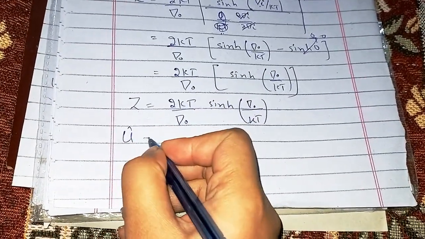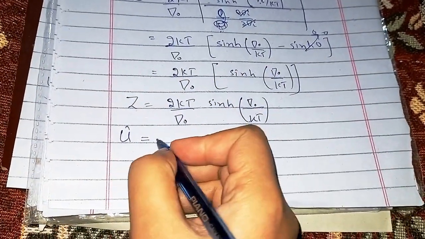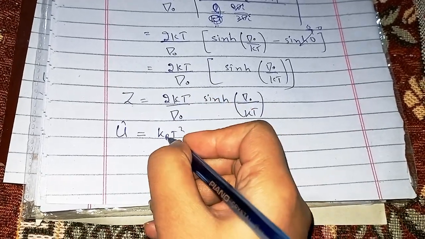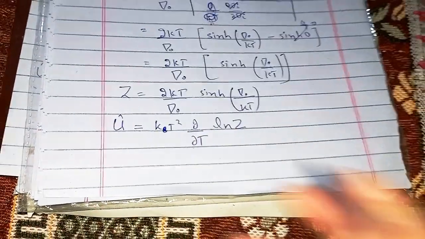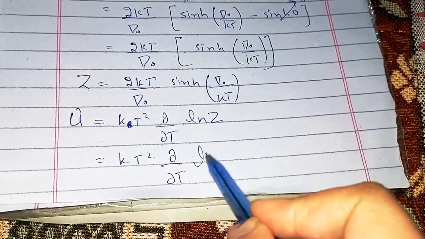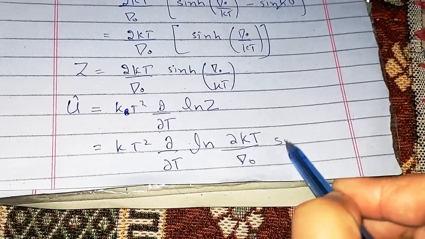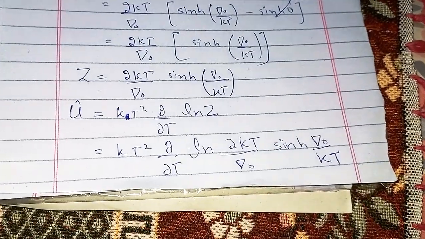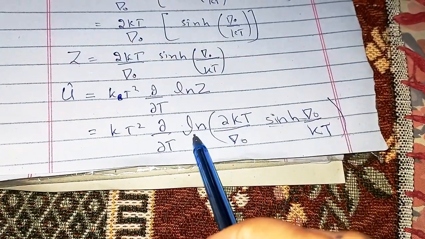So the internal average energy, we know that average energy is given by kbT squared, where kb is the Boltzmann constant, simply k, so I'll use kT squared, partial by partial T of natural log of Z. Let's do that. kT squared, putting the values, partial by partial T natural log of Z. What's Z? 2kT by delta naught sine hyperbolic of delta naught by kT. I'm using brackets to show that it's the whole thing inside the natural log.